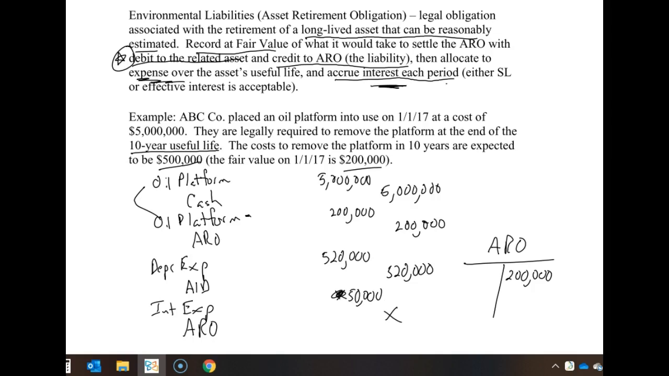It doesn't matter. It would matter if you're working a complete problem out and you had all the interest rates and stuff like that to do effective interest, which we don't have in this problem. So notice this 50,000 goes right here. And now see how this obligation balance has increased. What we're going to find over the life of the asset is that this is going to keep increasing. And eventually at the end here, it's going to be 500,000, which is the cost.